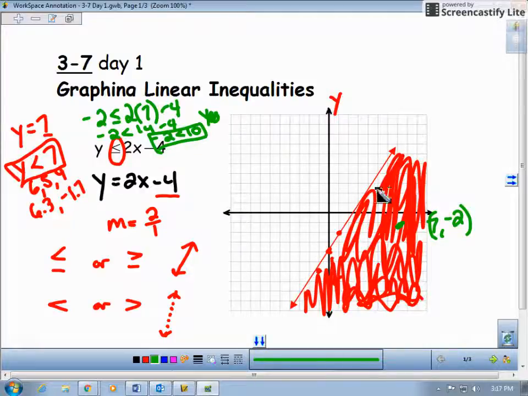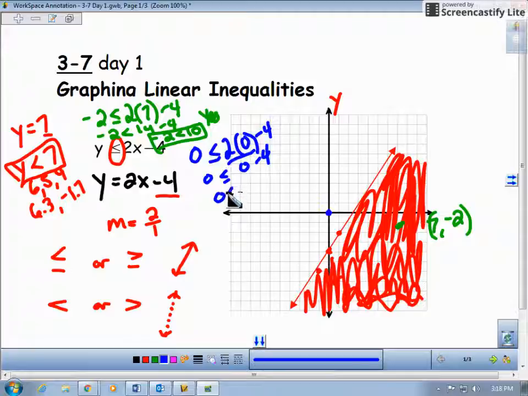Now that's really the other method to do this, ladies and gentlemen, which is you could just pick a point. And usually the point we try to pick is 0, 0. And then you just plug it into this inequality. So 0 less than or equal to 2 times 0 minus 4. 2 times 0 is 0. And then 0 minus 4 is -4.